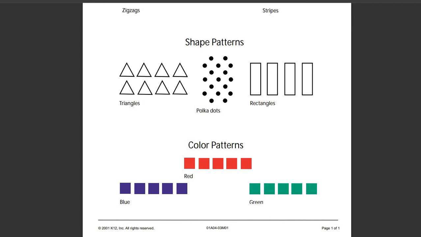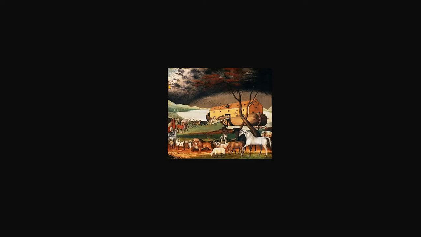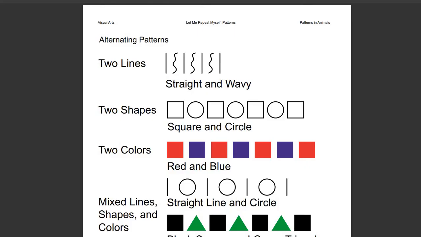Now let's take a look at another page. So this is the artwork that we're gonna observe today, but we're not getting to it just yet. Today we're gonna take a closer look at alternating patterns. What are alternating patterns? That's when we have a pattern of repeating two kinds of things. So there are two different things that are repeating over and over again. That's how we make an alternating pattern.